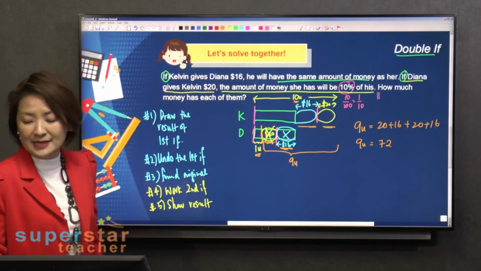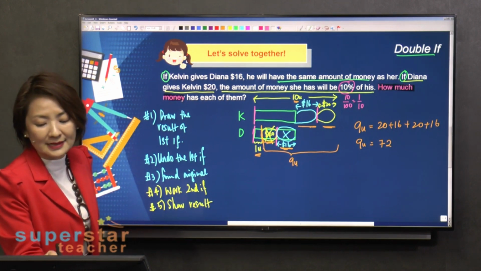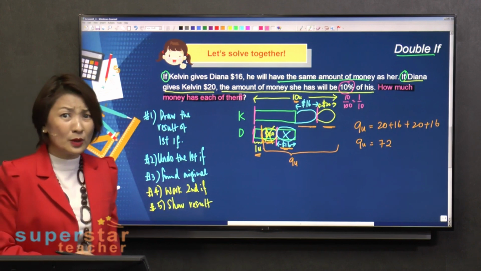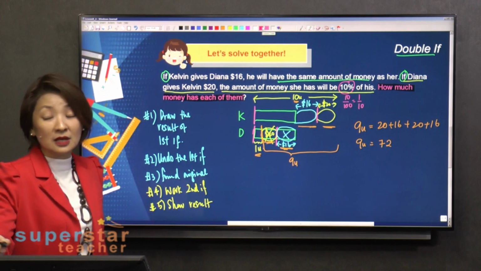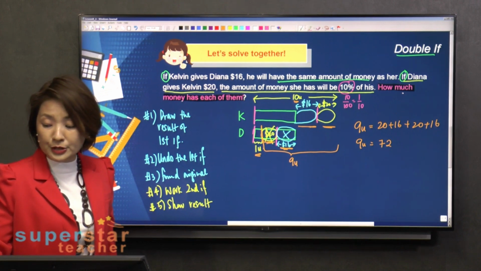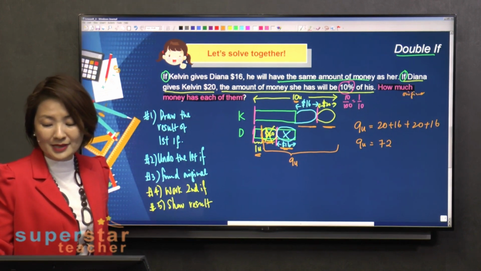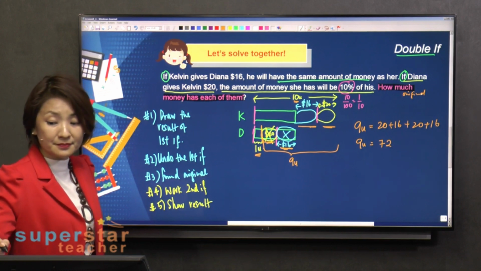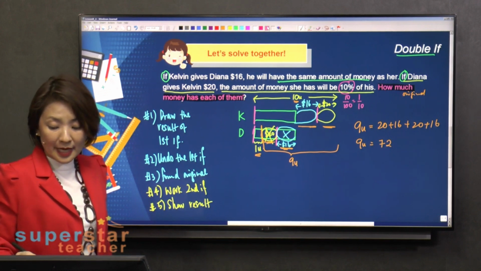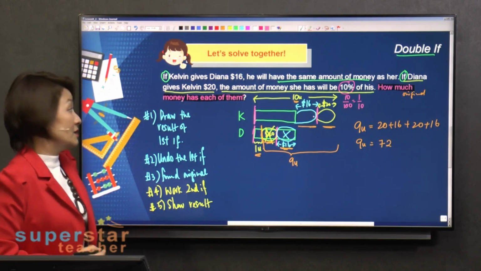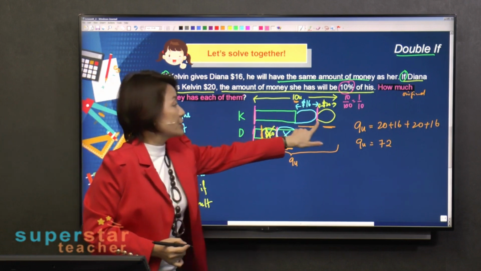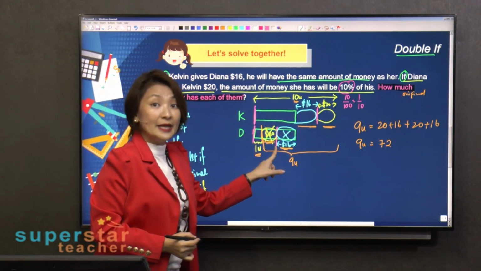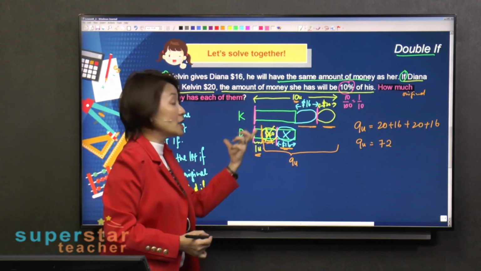question. The question says, how much money has each of them? What am I looking for? Each of them, how much money? I'm looking for the original. Okay, I'm actually looking for the original amount of money. Where's the original amount of money? Do you remember? Actually, the original amount of money is this pink color one. Right? Okay, remember earlier on, we were here, found the original. That's the original. And that's the original. And you know that it must be 2 answers because they are not the same.